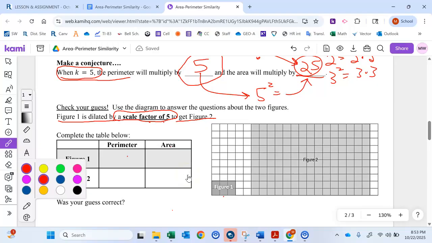So let's go ahead and mark that up. I'm going to use blue for a second here. So the perimeter we already know is 10, and the area was 6. We already determined that before.